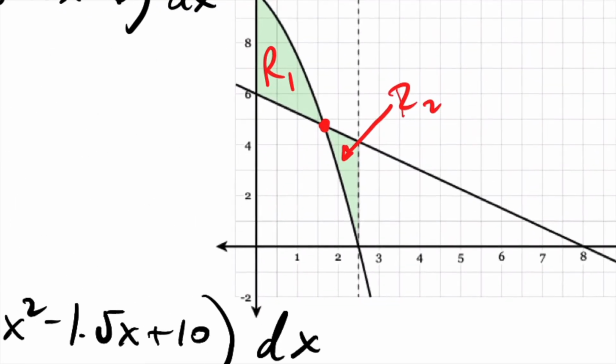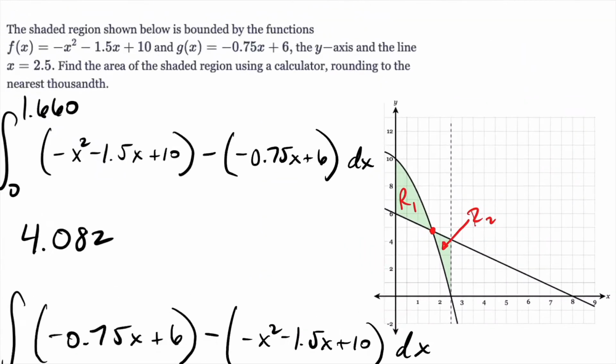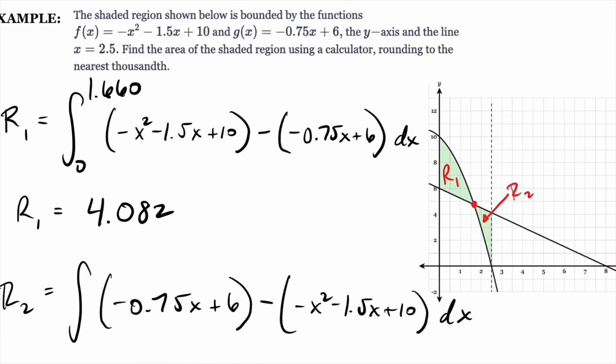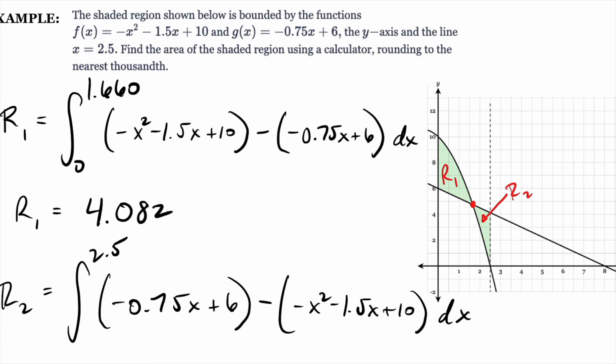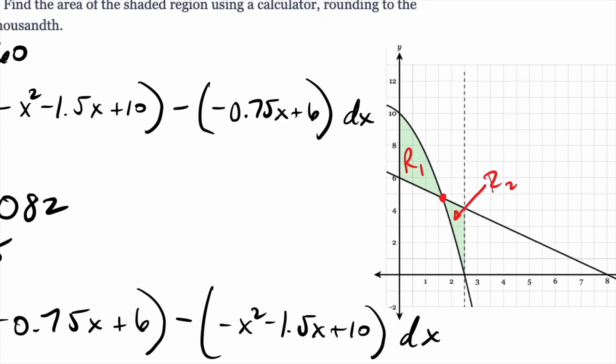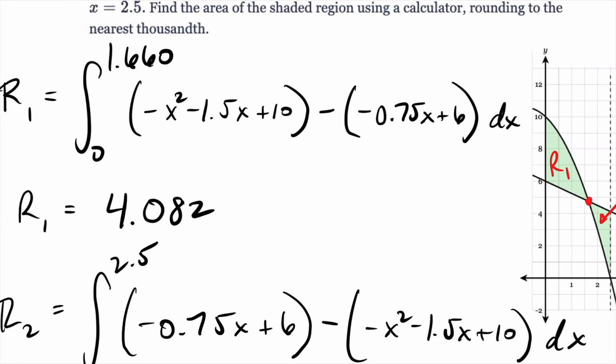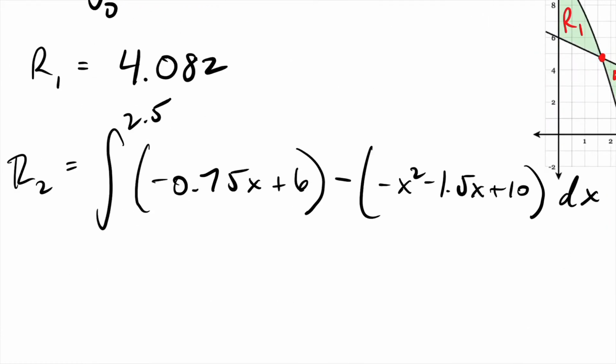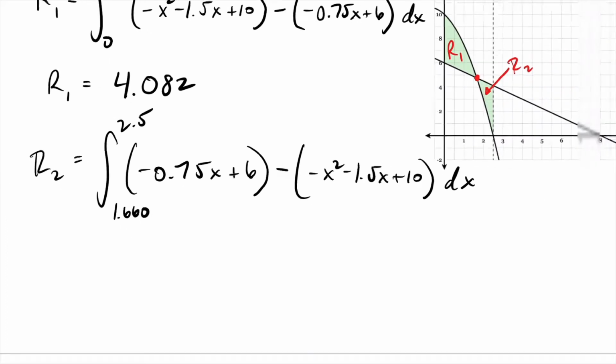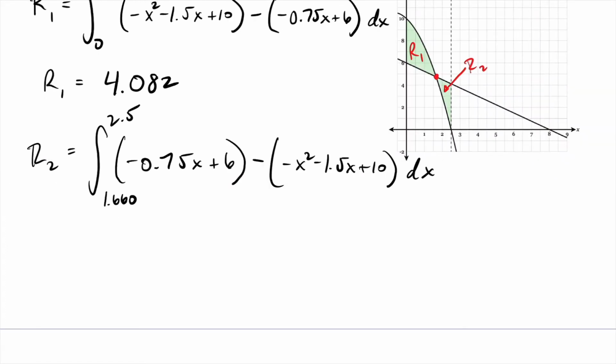Bounds. Well, we know the outer bound is 2.5 because they told us. They told us the dotted line was at 2.5. X equals 2.5. So we know that's going to be up here. We know the top bound is going to be 2.5. And then the red dot that separates R1 and R2 is going to be the left bound. And from our work yesterday, we found that it was 1.660. So that's going to be the lower bound. 1.660. Okay. We have enough information now.